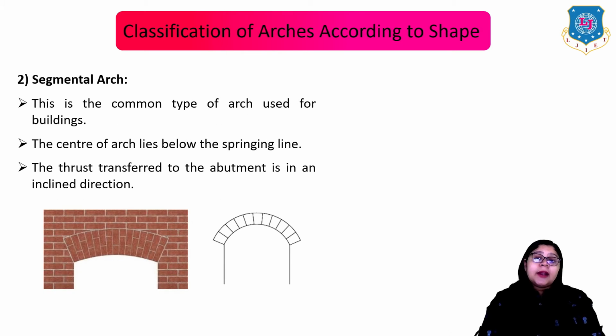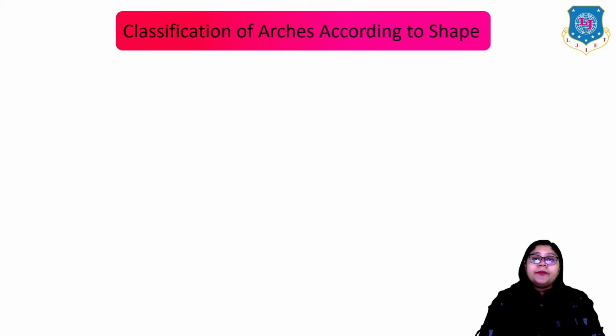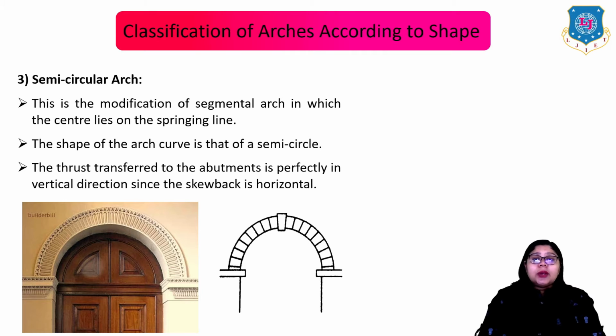Now let us talk about the second type, which is the segmental arch. This is the common type of arch used for buildings. The center of the arch lies below the springing line. The thrust transferred to the abutment is in an inclined direction as shown in this figure. Third one is the semicircular arch. This is the modification of the segmental arch in which the center lies on the springing line and the shape of the arch curve is a semicircle. The thrust transferred to the abutment is perfectly in a vertical direction since the skew back is horizontal, as shown in this figure.